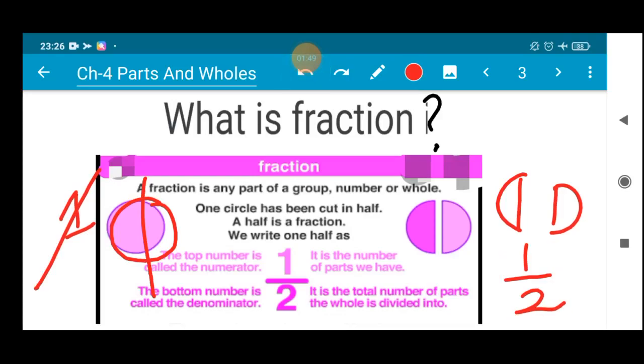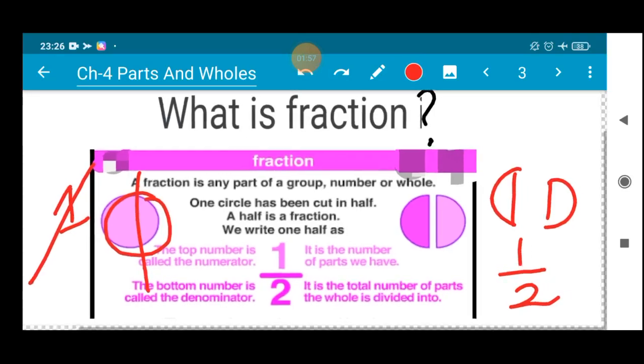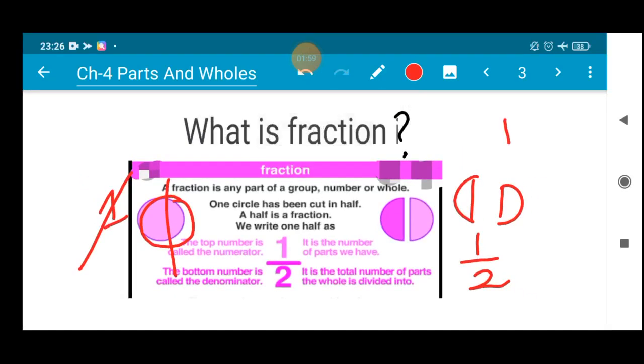So what is actually a fraction? A fraction represents a numerical value which defines the part of a whole. Part of a whole means it was a whole first of all, that is 1 whole. Now what I did, I have divided it into a fraction. So a fraction is simply a part of a whole.